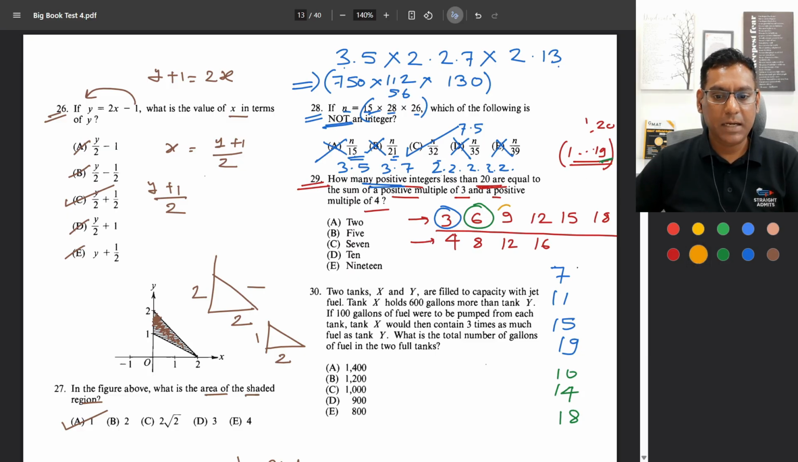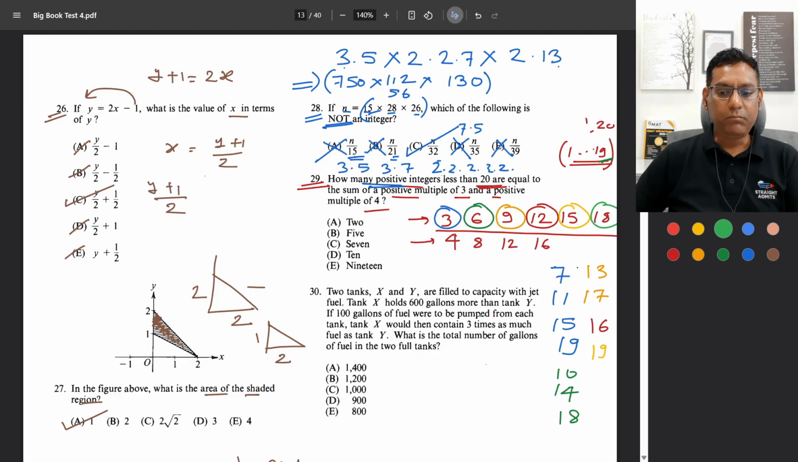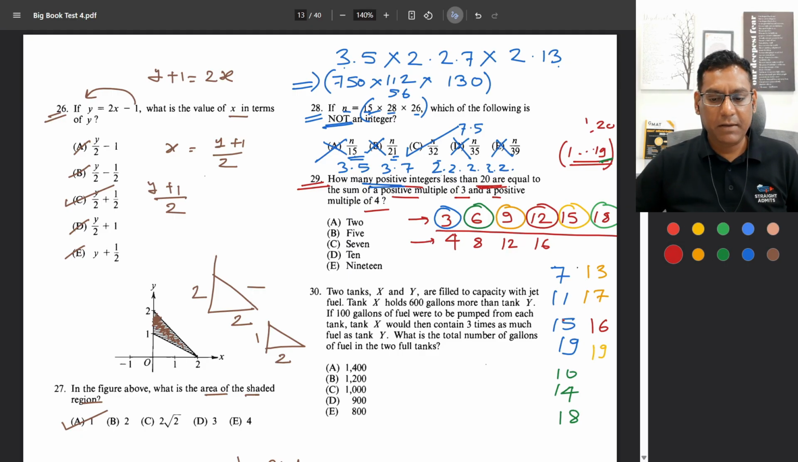Next number 9. 9 plus 4, 13. 9 plus 8, 17. 9 plus 12, out of bound. Let's look at 12. 12 plus 4, 16. 12 plus 8, 20, out of bound. Then I look at 15. 15 plus 4, 19. Then 15 plus 8, out of bound. And then I look at 18. 18 plus 4, out of bound. So essentially I got only these numbers, but I need to remove any overlap if there is any. So 7, 11, 15, 19, 10, 14, 18. 19 is one number that is repeated.